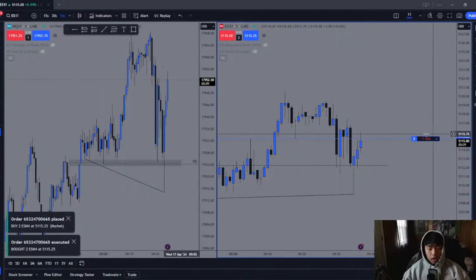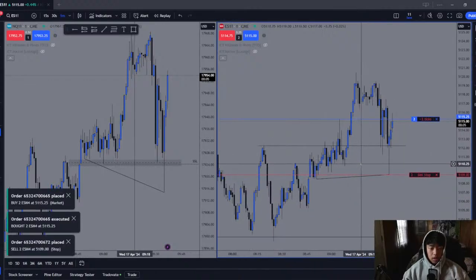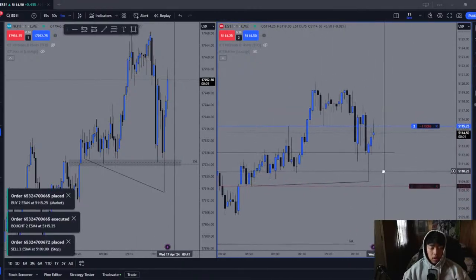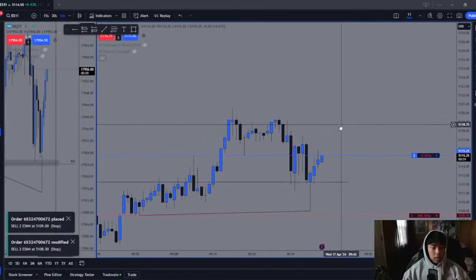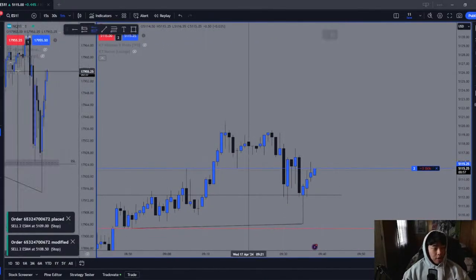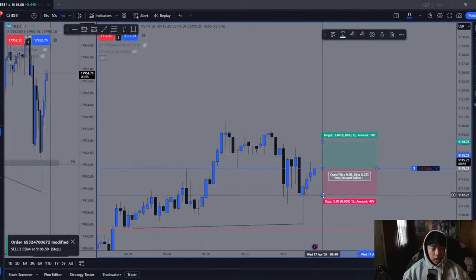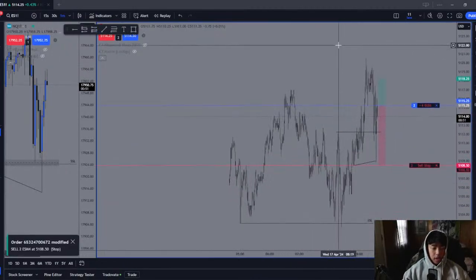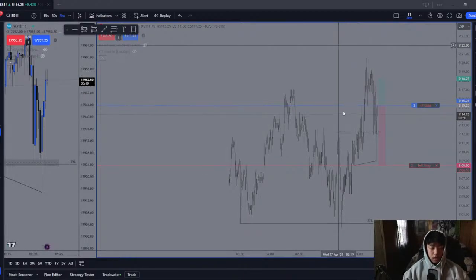I'm getting in a long here. Sell at these lows, or this lower here. Give longs a stab here. I never trade ES, but I'm going to give it a shot this time. Where's my standard deviation projection, bro?